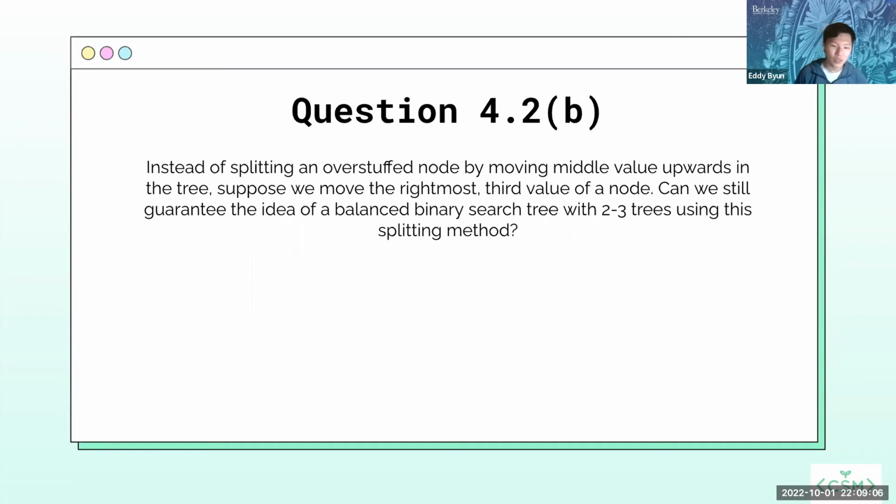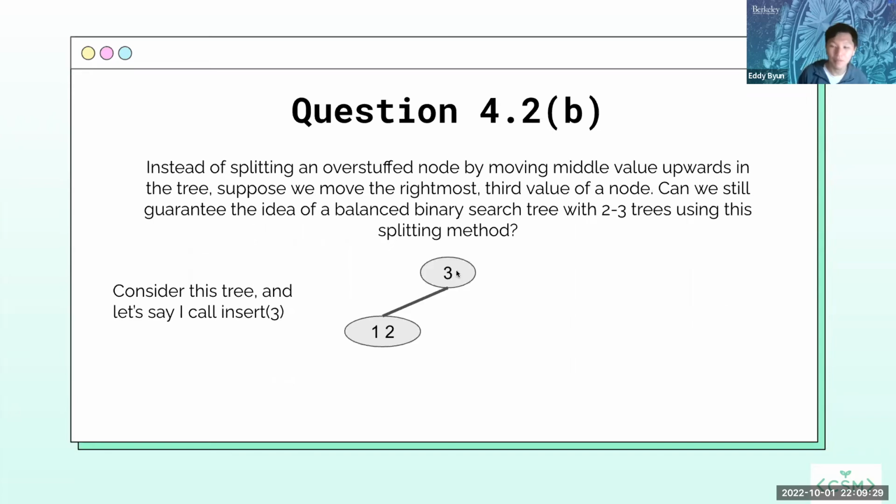Okay, so let's consider this tree here that contains elements 1 and 2. And let's say I call insert 3. When I insert 3, I'm going to put 3 to the right of 1 and 2 because 3 is greater than both of them. And then our splitting method says that we're going to push 3 up. When I push 3 up, 3 has a left child that contains 1 and 2, but has no right child. And this is going to cause the tree to be unbalanced.